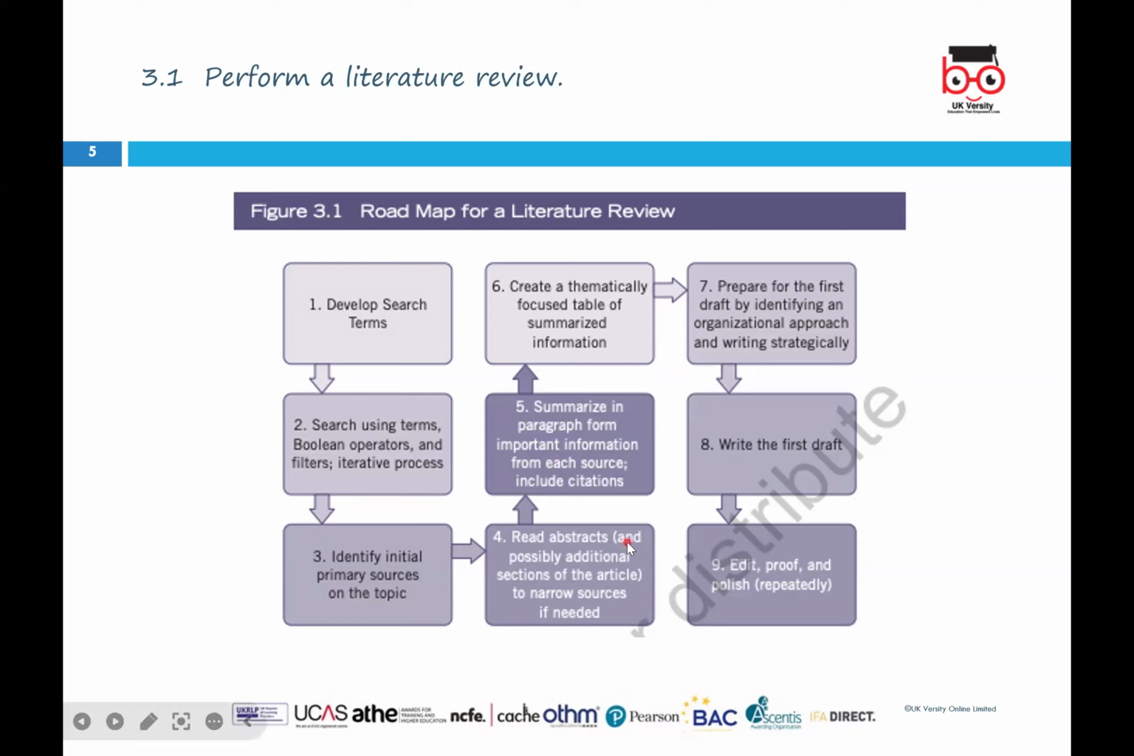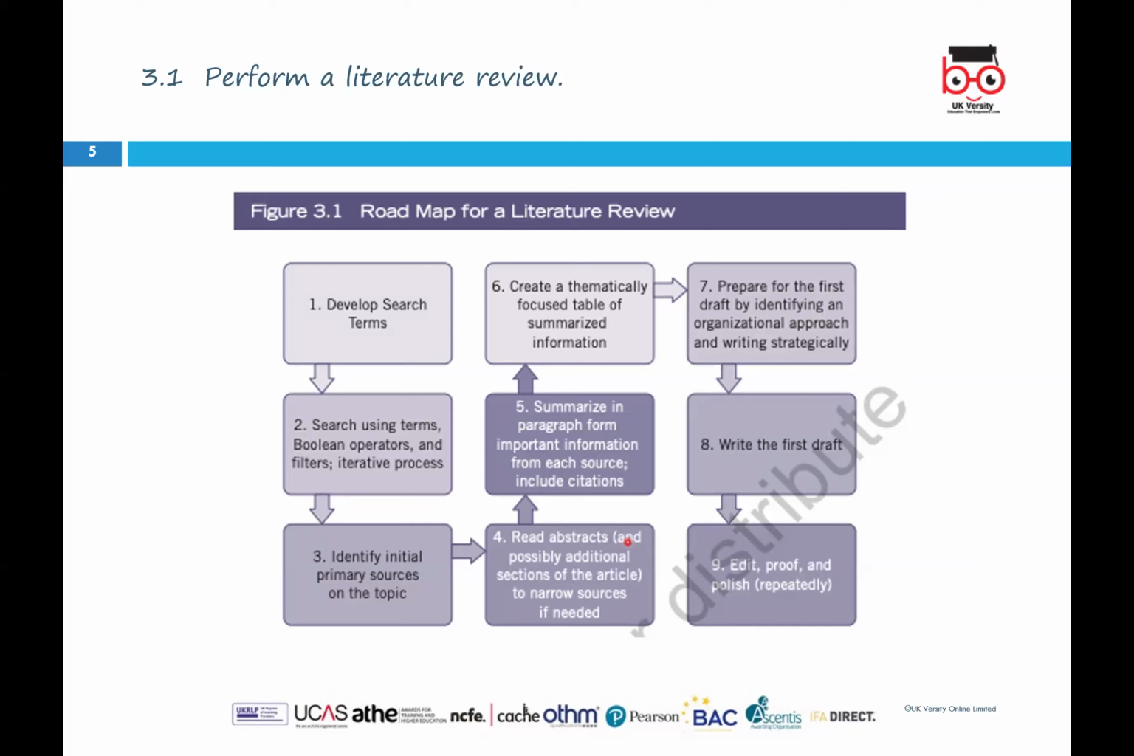Then you summarize in paragraph form important information from each source. Once you've got those sources available, you summarize them and create a thematically focused table of summarized information. All your information goes into that table, where you have the serial number, the name of the article, and then a heading for the setting, such as the UK. There's one column for the age group of the individuals. There are different ways in which you can have thematically focused tables of summarized information.